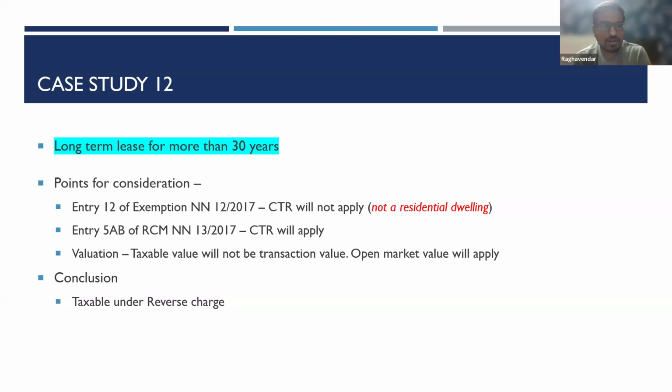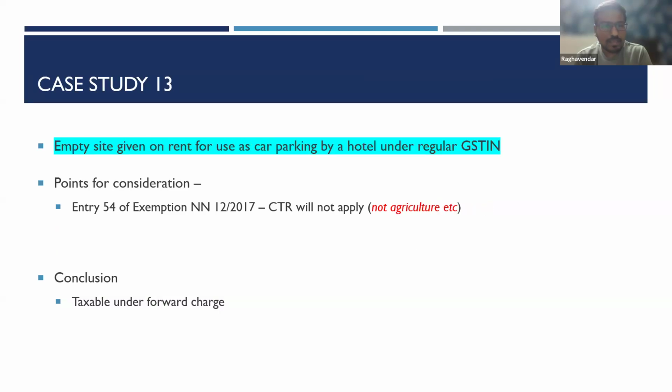So the next variation is a long-term lease for more than 30 years. There is a specific entry for this. Sorry, the entry number is wrong. It's not a residential dwelling, so Entry 12 will not apply. RCM will apply. Sorry, I'll come back to this because the entry has already been mentioned.